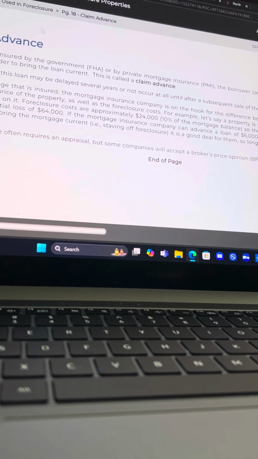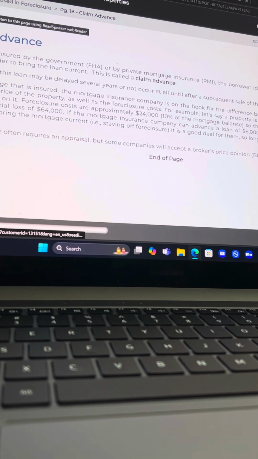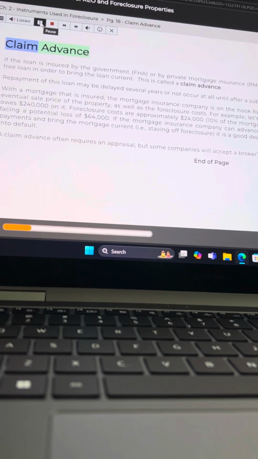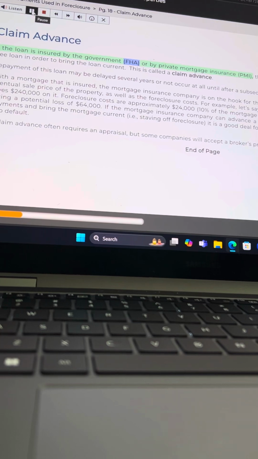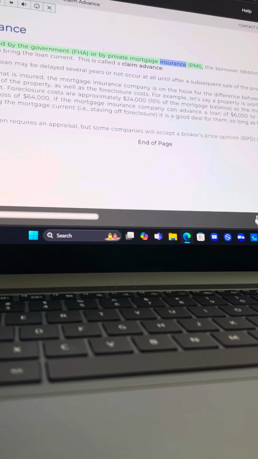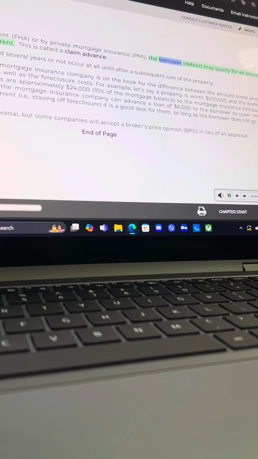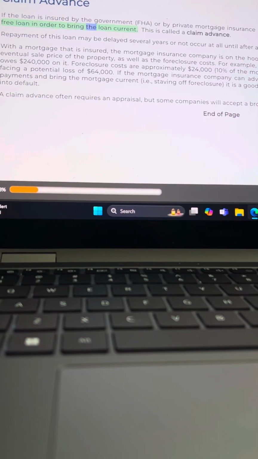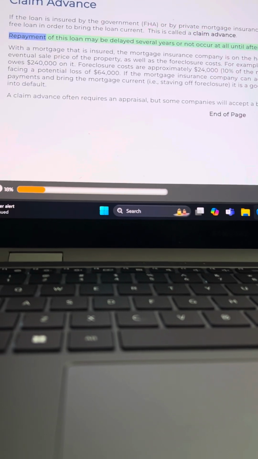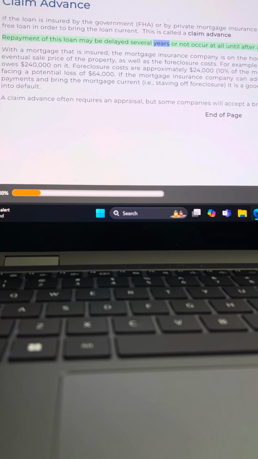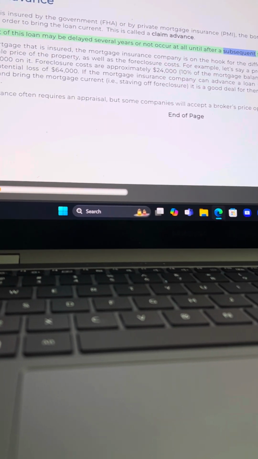Page 18, Claim Advance. Claim advance. If the loan is insured by the government, FHA, or by private mortgage insurance, PMI, the borrower, debtor, may qualify for an interest-free loan in order to bring the loan current. This is called a claim advance. Repayment of this loan may be delayed several years or not occur at all until after a subsequent sale of the property.